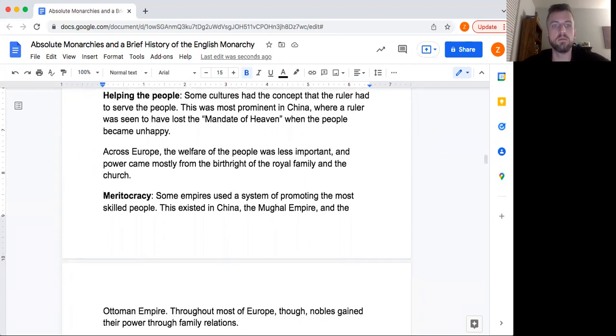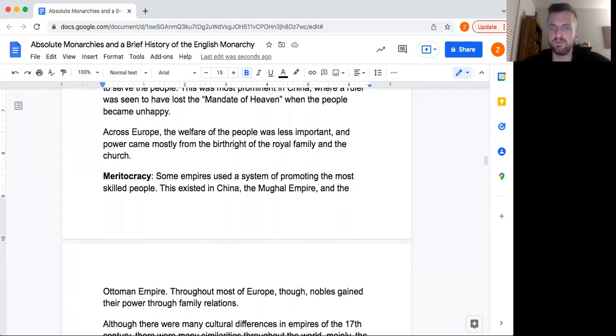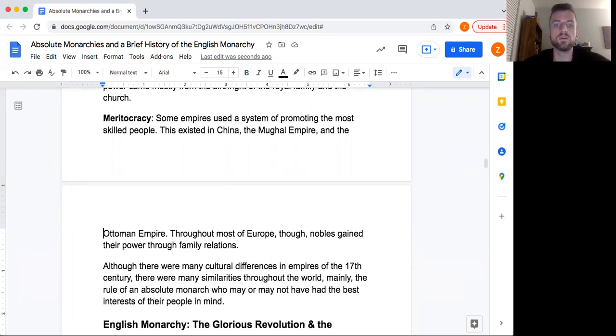Meritocracy. Some empires used a system of promoting the most skilled people. This existed in China, the Mughal Empire, and the Ottoman Empire. Throughout most of Europe, though, nobles gained their power through family relations. Boy, it's good to be related to somebody who's in power.